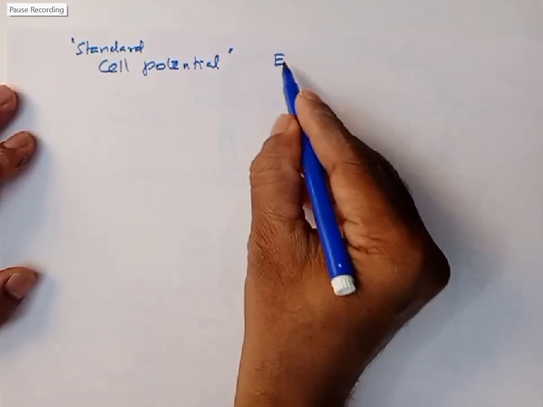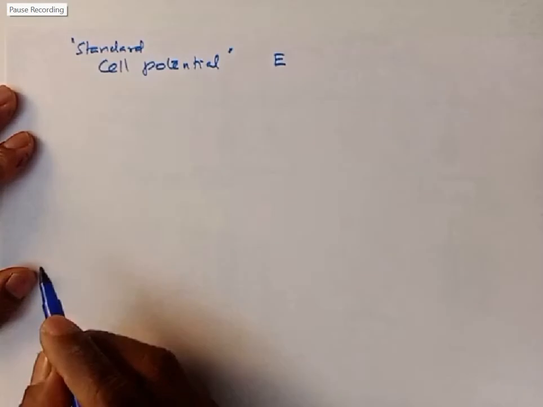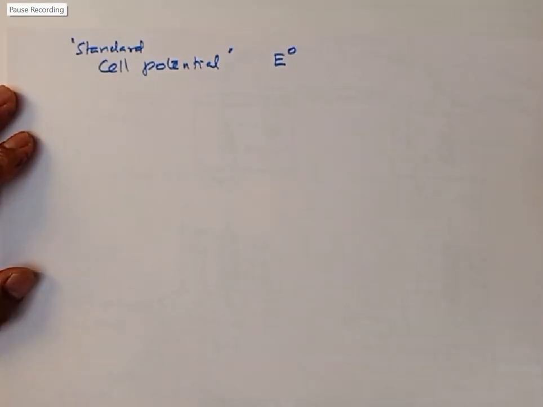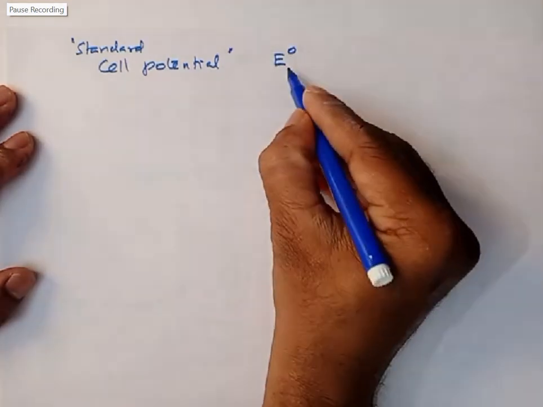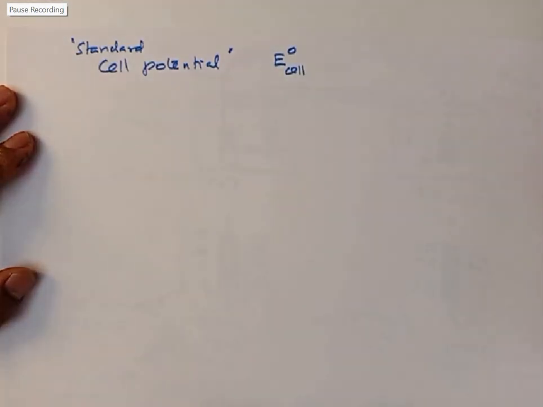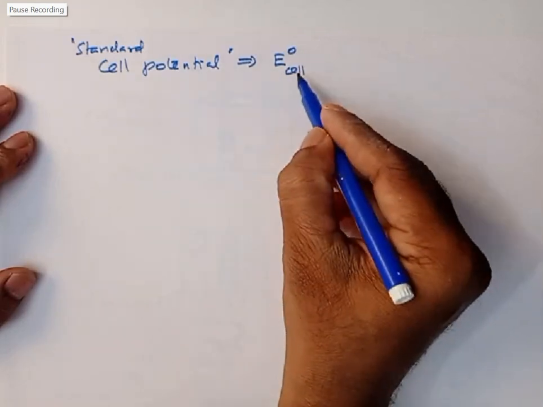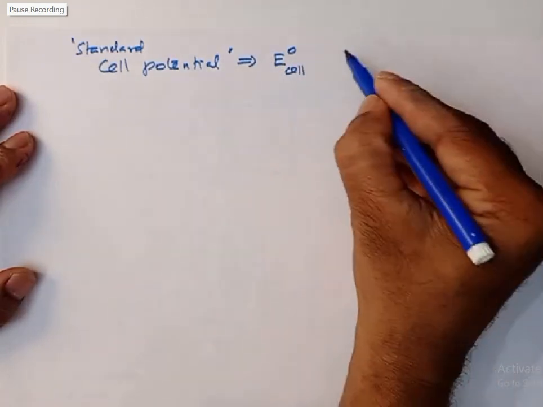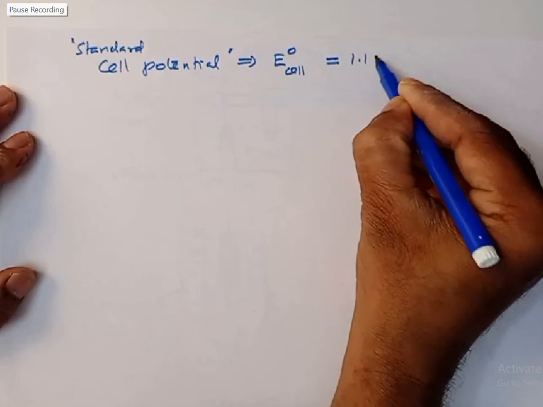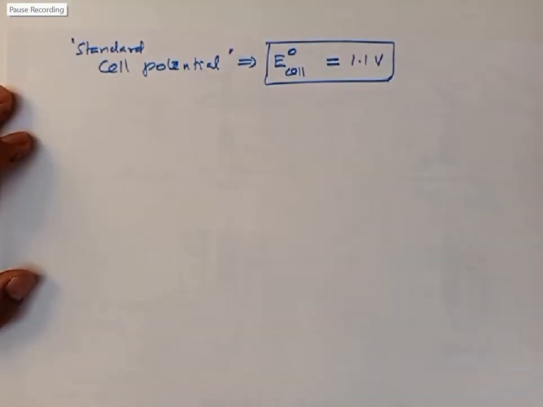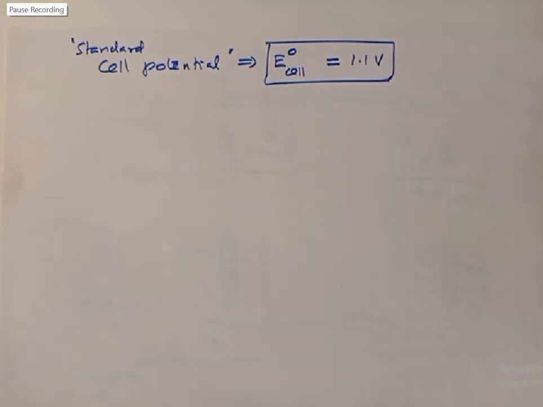We represent potential by the symbol E. I'll put a naught in the superscript, which means standard, and it is a cell potential, so I'll put a cell here. So standard cell potential E naught cell, it is represented like this, and in the Daniell cell 1.1 volt potential is developed. Take down.